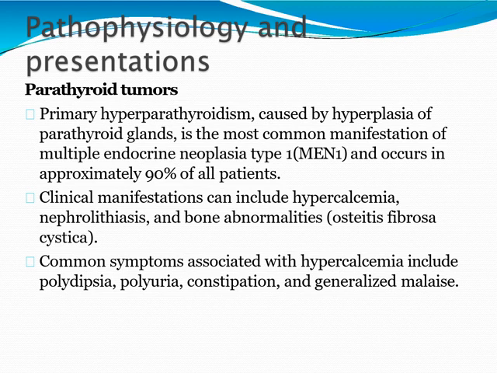Number 1 is the parathyroid tumors. Primary hyperparathyroidism is caused by hyperplasia of the parathyroid gland. It is the most common manifestation of multiple endocrine neoplasia type 1 and occurs in approximately 90% of all patients. Clinical manifestations can include hypercalcemia, nephrolithiasis, and bone abnormalities, osteitis fibrosa cystica. Common symptoms associated with hypercalcemia include polydipsia, polyuria, constipation, and generalized malaise.